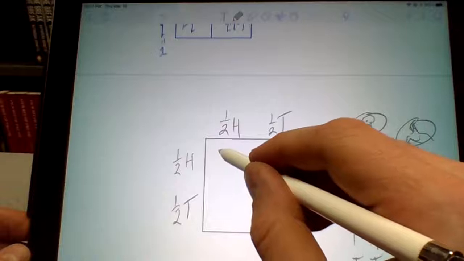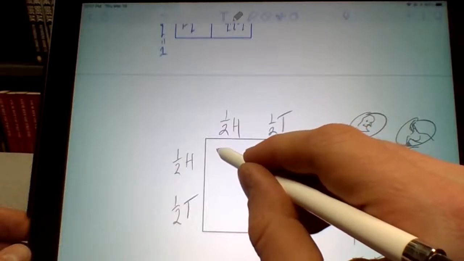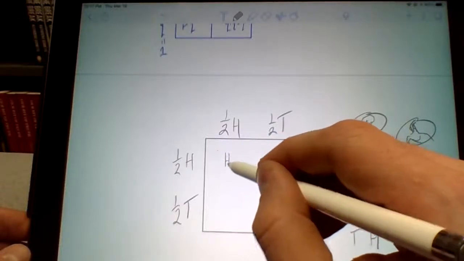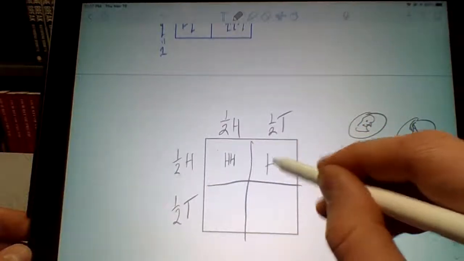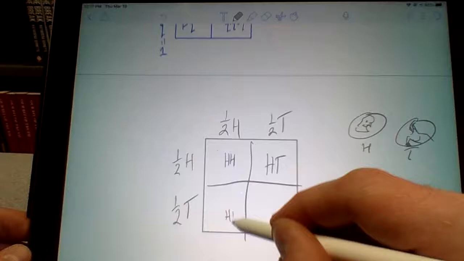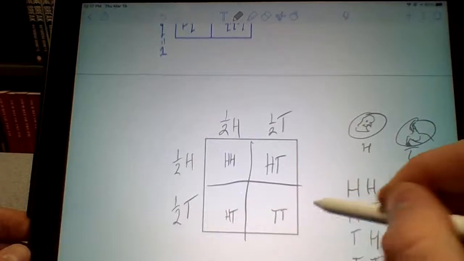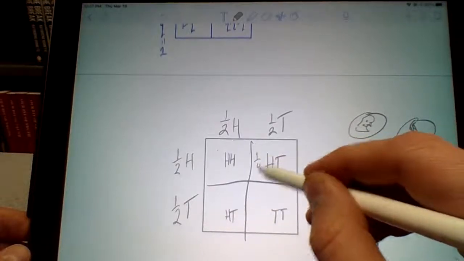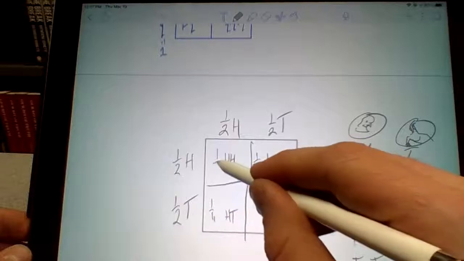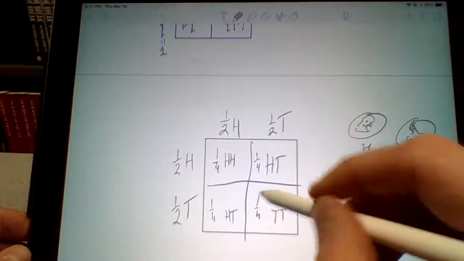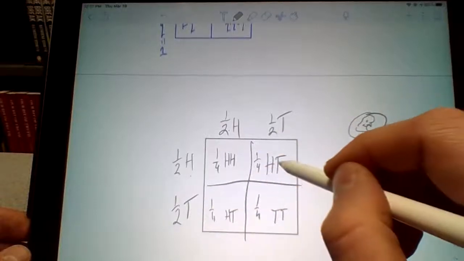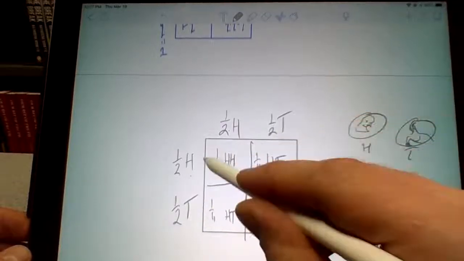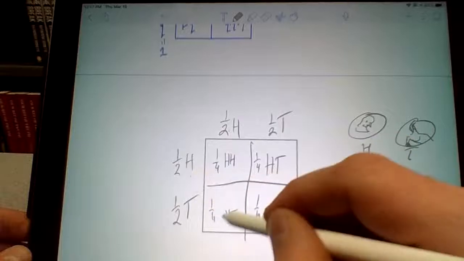So then you have the probability of two heads, the probability of a heads and a tail, a heads and a tail, and a tail and a tail. We can see that every time it's 1/4, which is 1/2 times 1/2 is 1/4.